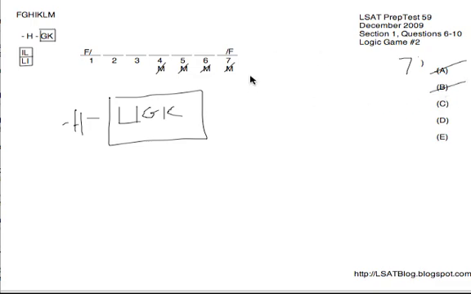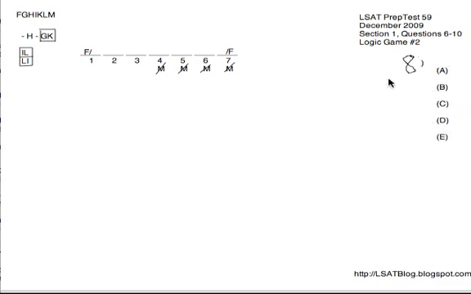Looking at C with I on 3rd, if I was 3rd, we would need L 2nd, H 1st. That's not going to work because, again, H can never be 1st, so C is gone. Looking at D, L on 2. If L was 2, H would be 1, but again, H can never be 1, so D is gone, leaving E for number 7.